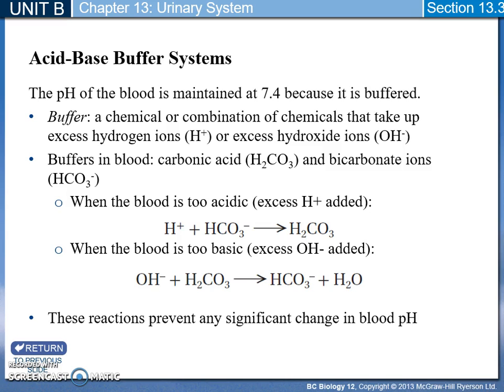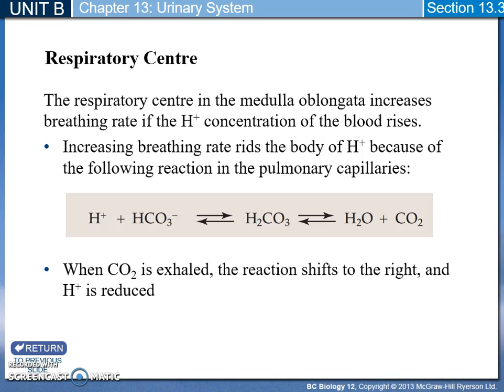So when the blood is too acidic, which means that excess H plus has been added, it will combine with the bicarbonate ion and form carbonic acid. When the blood is too basic, then the OH ions, the hydroxide ions, will combine with the carbonic acid to produce the bicarbonate ions. So these reactions prevent any significant change in the overall pH of the blood.